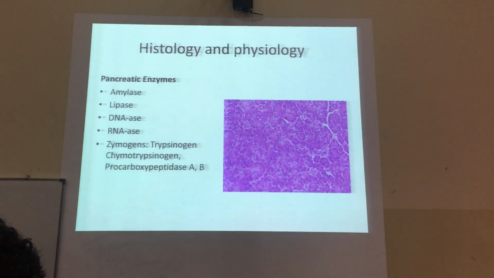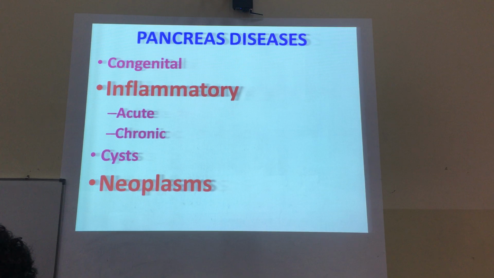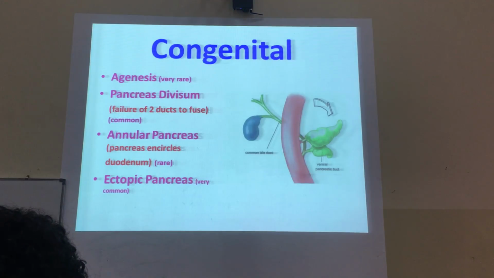So these are the normal enzymes which are secreted by the pancreas. You already know about them, and this is the histology. We will not waste our time. You have already taken these things before. We will discuss pancreatic diseases. So it could be congenital, it could be inflammatory and neoplastic. Nearly all organs we discuss pathologies in this way so that we can differentiate between them.